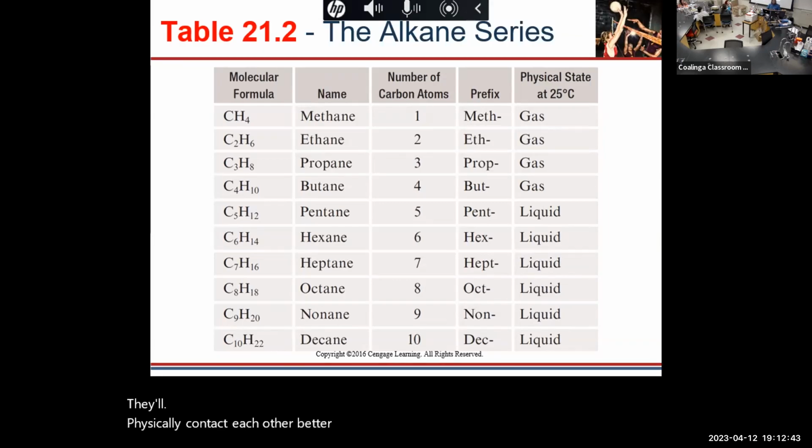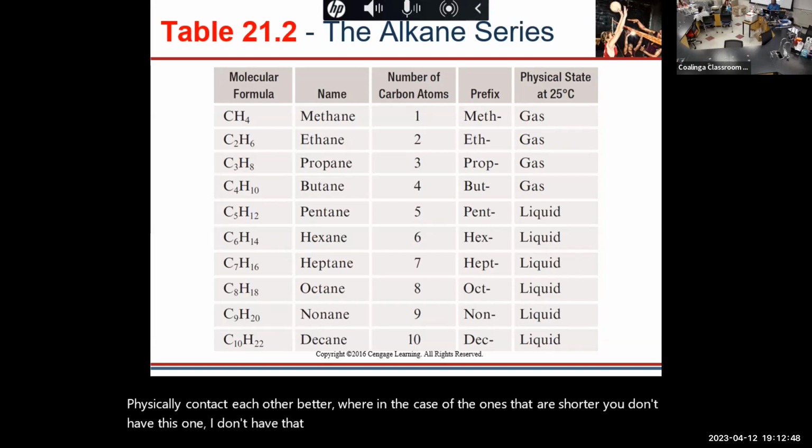Where in the case of the ones that are shorter, do you have this one anymore? I don't have that back. Let me bring it up. Okay, thank you.